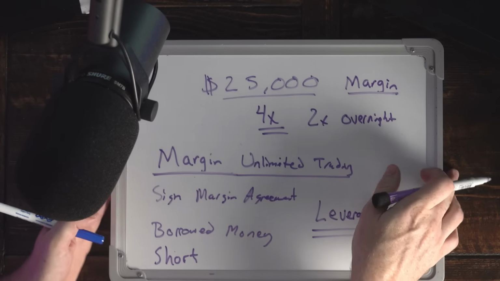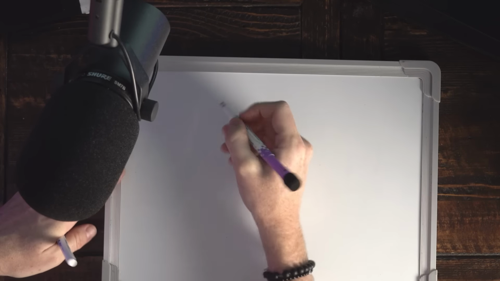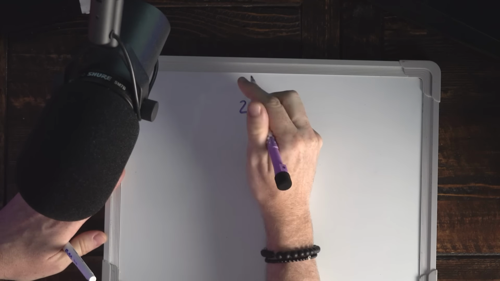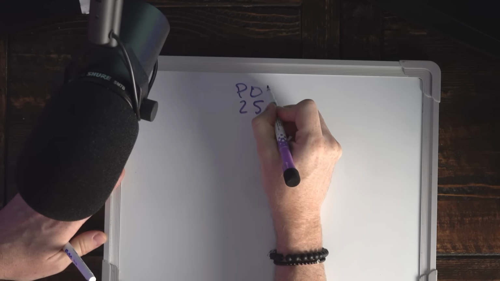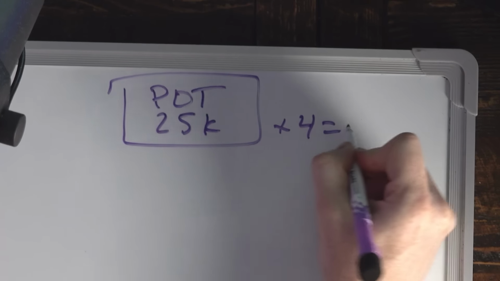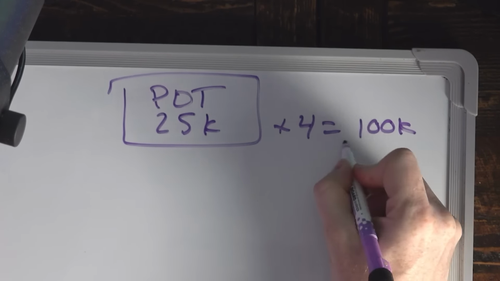So now you've got a $25,000 account because 25,000 is the PDT minimum, right? So PDT minimum is 25,000. So you've got your $25,000 account, and then times 4, you have $100,000 of buying power. And I think this is actually probably one of the reasons that a lot of traders end up losing money, because you have a lot more buying power than you need.